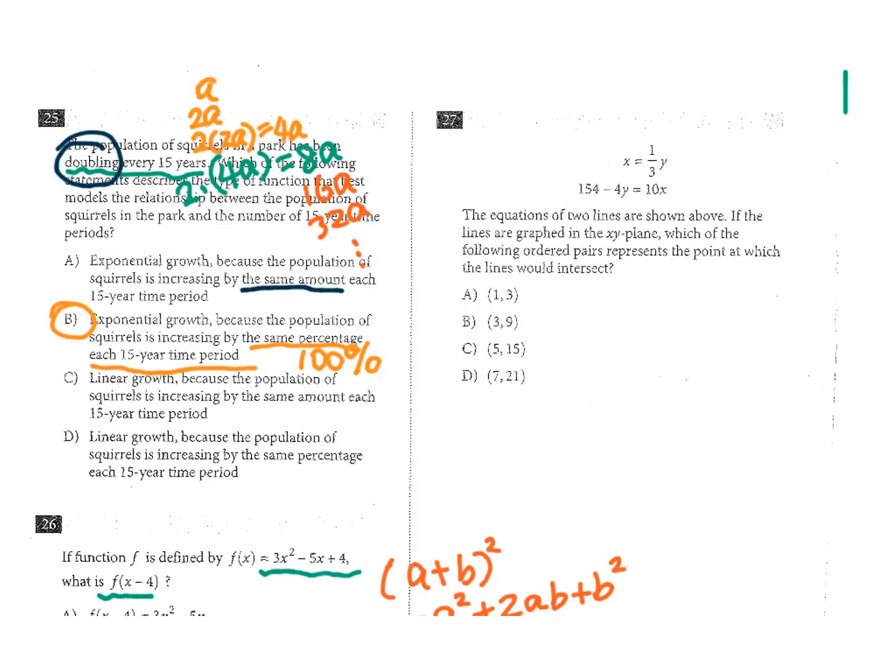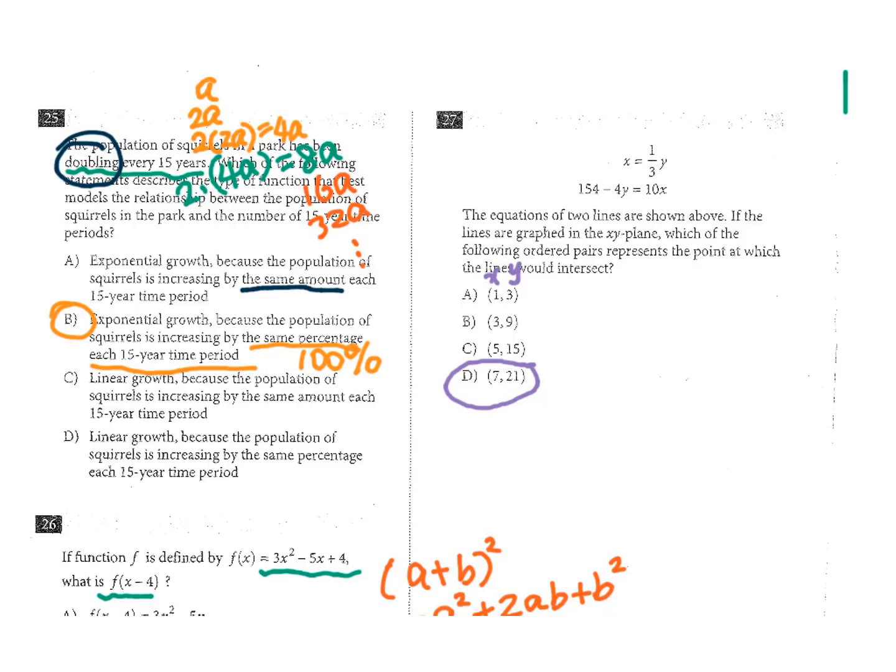For number 27, you just need to plug in to check answers. This is your x. Here's y. Just plug in. Make both equations true, then that's your answer. You plug in D, that will be the answer.